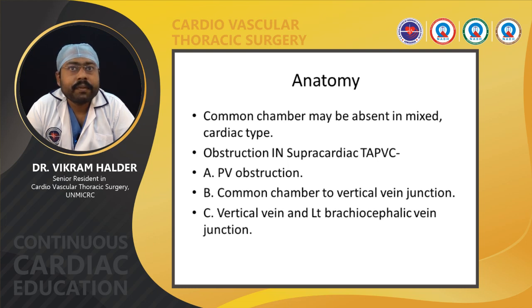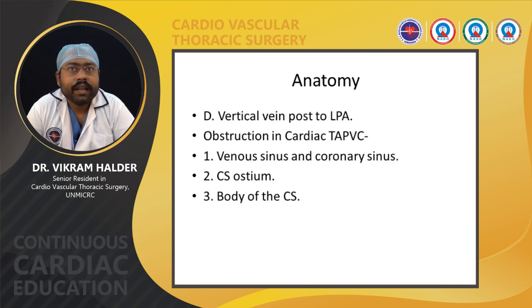Obstruction in supracardiac TAPVC occurs at different levels. It may be individual pulmonary venous obstruction, or obstruction at the common chamber to vertical vein junction, that is, the joining of the common chamber and vertical vein. In another case, obstruction is present at the joining part between the vertical vein and the left brachiocephalic vein. And when the vertical vein is posterior to the LPA, it is compressed between the LPA and the left main bronchus, which is called a vascular vice, and that is a rare presentation.